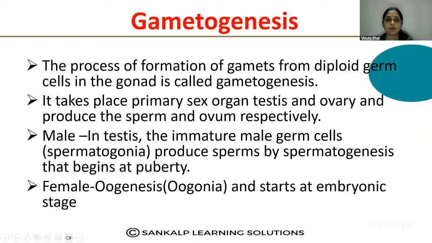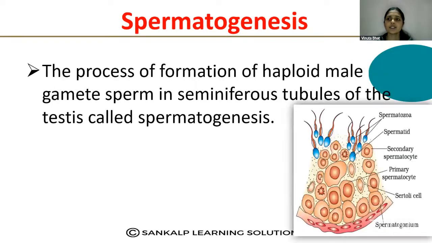Then gametogenesis. So this is about what we studied, the structure of male and female reproductive structures. But how are the gametes produced? It is the process of formation of the gametes from the diploid cell. So that is called gametogenesis. Here it takes place in the primary sex organs, the testes or the ovary. Here first we are studying spermatogenesis.